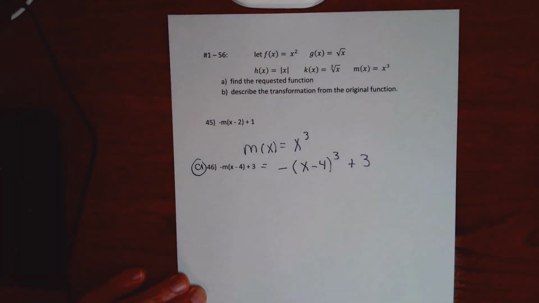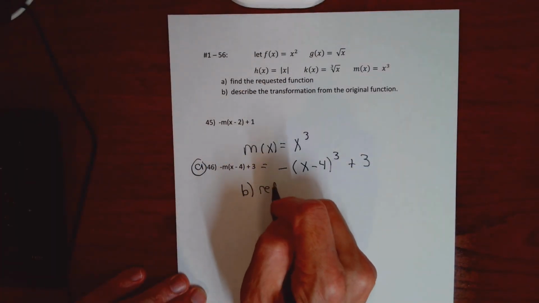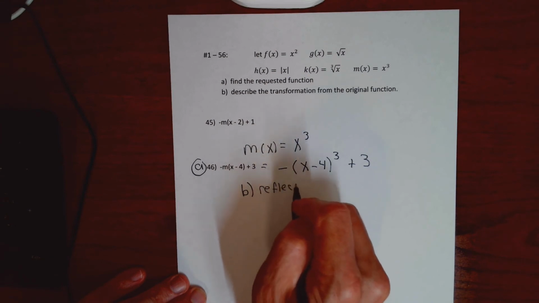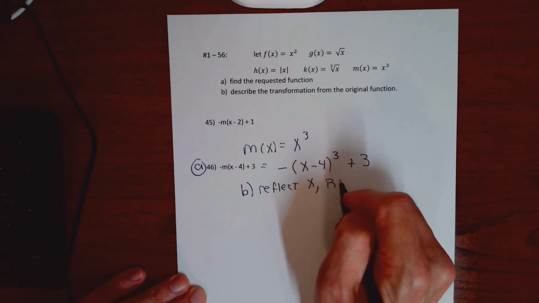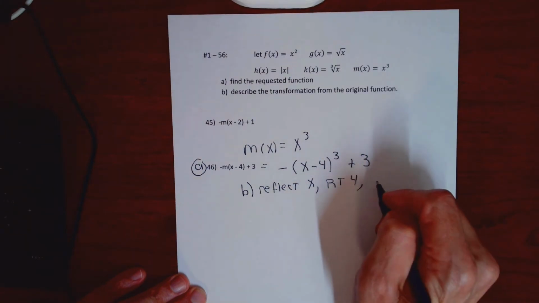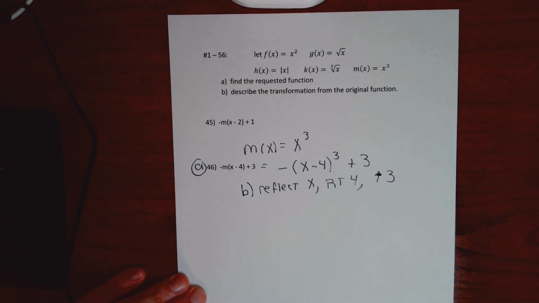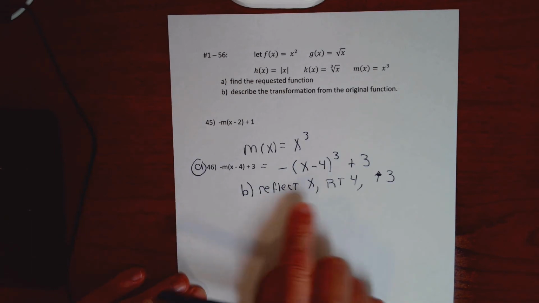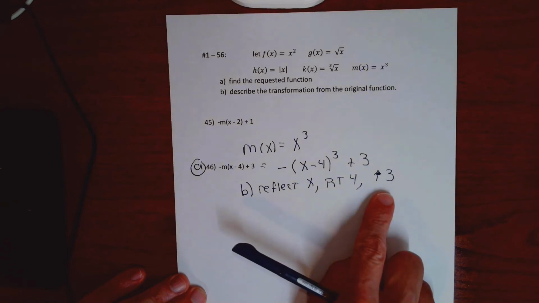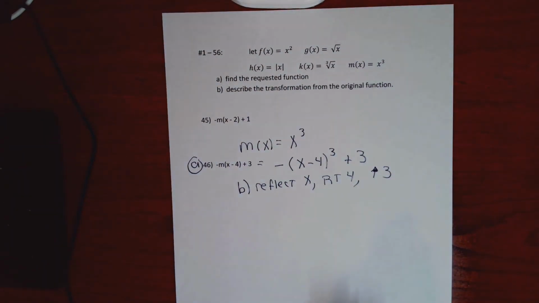And if I want to get lazy for part B, I might do something like this. Rather than writing something that's really nice, I might say reflect x, right 4, up 3. That would be adequate. Or I could say it reflects the graph about the x-axis, shifts the graph right 4, and shifts the graph up 3. You don't have to get that wordy for me at all, just so I know that you understand.